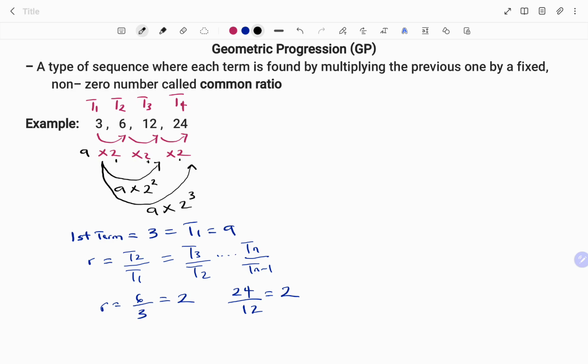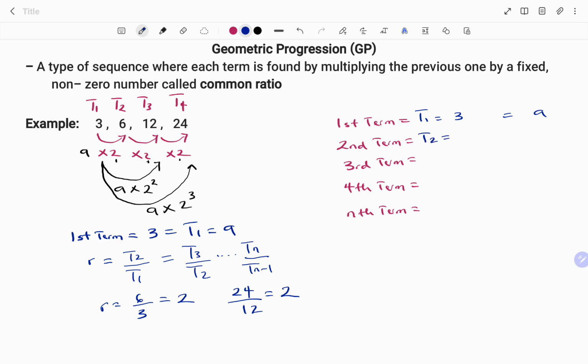Let's summarize as shown. Using the same sequence 3, 6, 12, 24, my first term is my T1, which equals 3. And that is also equal to my A. My second term, T2, equals 6. And I derived that by multiplying 3 by 2, or my first term, A, by my common ratio, R.